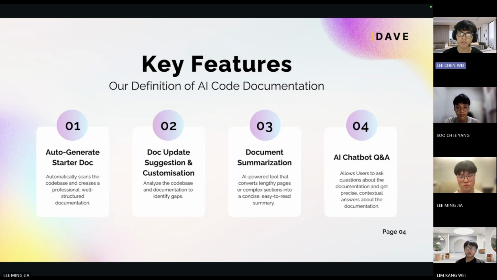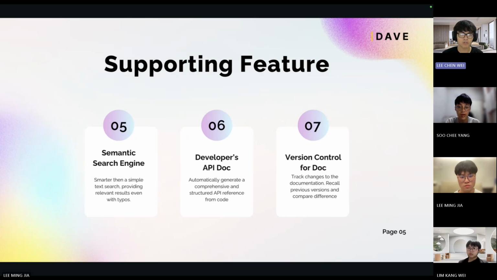And next would be the small features that Dave currently has, the semantic search engine. It will also generate a very comprehensive and structured API reference from the code. It also supports version control, which allows users to track changes to the documentation, and they are able to recall the previous versions and compare any differences that they have. Next will be a live demonstration of Dave.